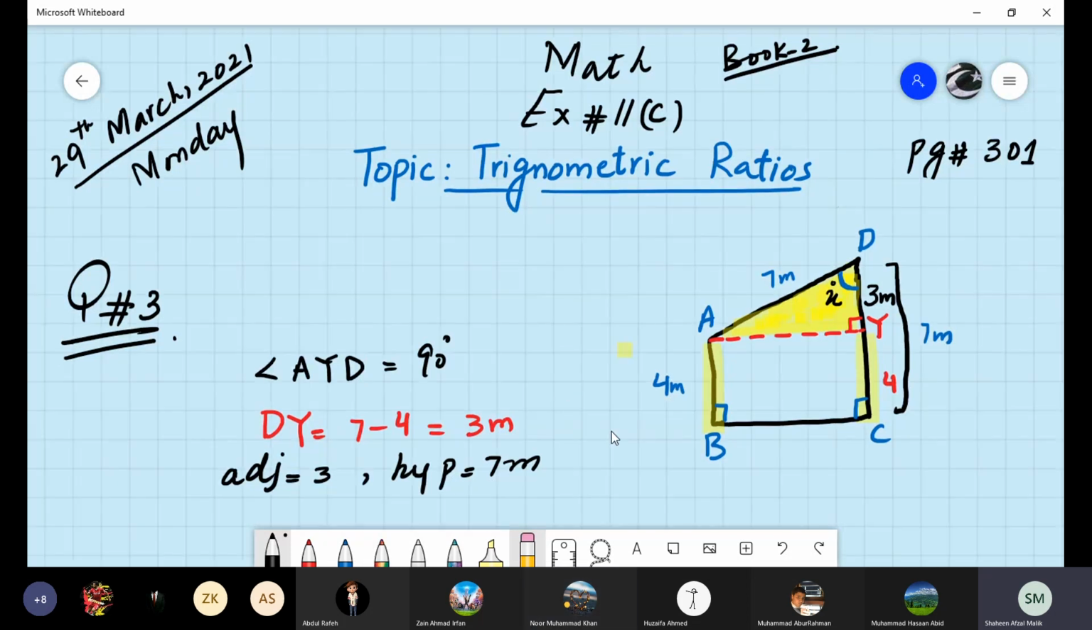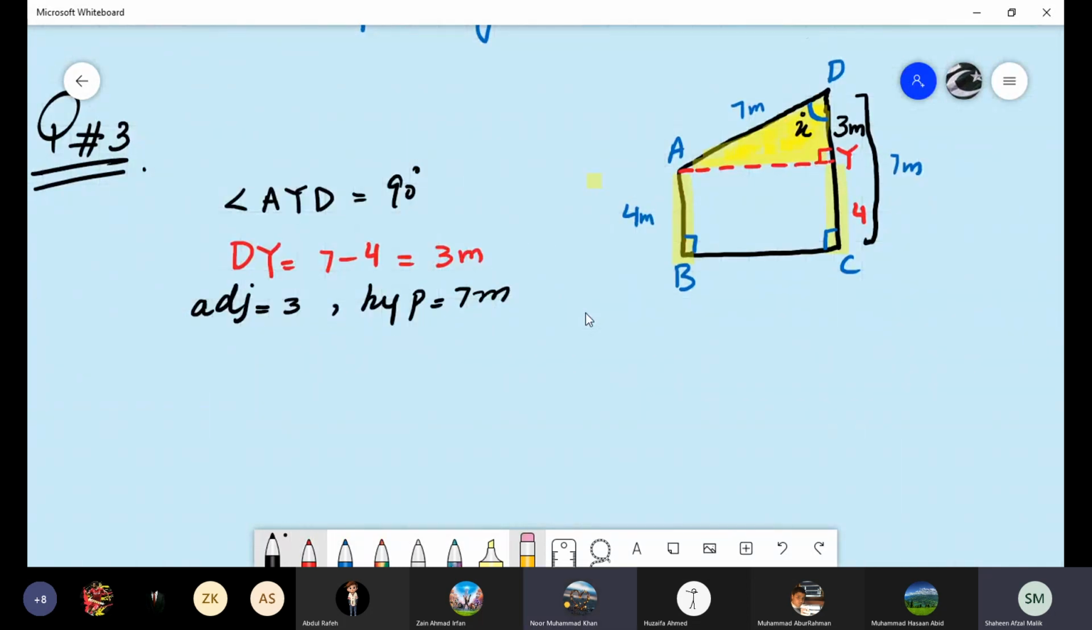Cos. Adjacent over hypotenuse. Yes, boys? Ma'am, cos. Cos, very good. Cos theta is equal to adjacent over hypotenuse. Substitute the values. But ma'am, in the book it says we have to find... Okay. We have to find this angle at D point. So the D angle I just named as X.